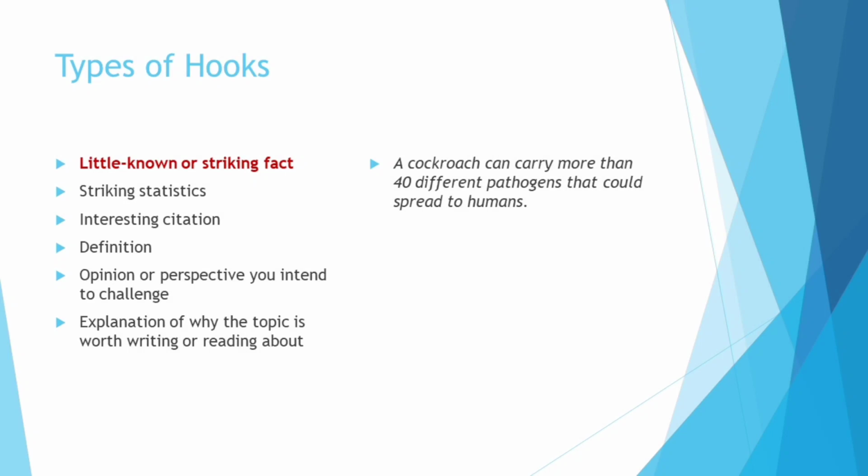Now, the first kind of hook that you can have, this one is very common, is having a fact at the beginning. Do not give any kind of fact. Your fact should be little known, something that many people don't know, or it could be a striking, interesting, even shocking fact, like the example we have here. A cockroach can carry more than 40 different pathogens that could spread to humans. Many people know that cockroaches are dirty and perhaps not very healthy to have at home, but perhaps you didn't know that they can carry over 40 different pathogens to human beings.